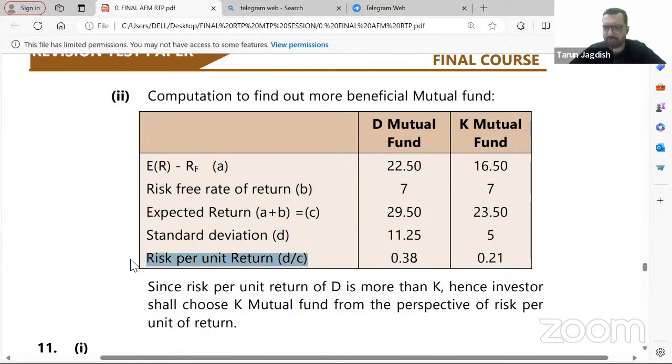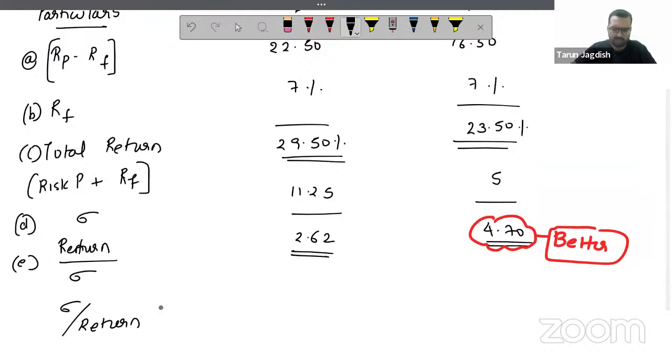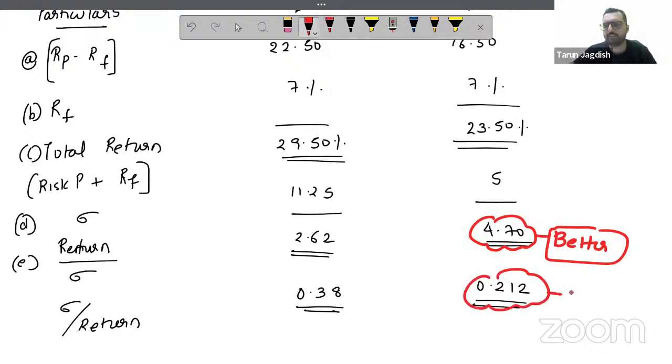If you do it like this, then you will have to find out coefficient of variation. There you will get lower the risk, the better. You can do it the other way. Then you will get the number as 11.25 divided by 29.5. That is 0.38 here. Another one would be 5 divided by 23.5, that is 0.212. So when you look at this, lower the risk, the better. Again, you will get the same answer. Because here the logic is for every 1% return, how much risk are you actually taking?